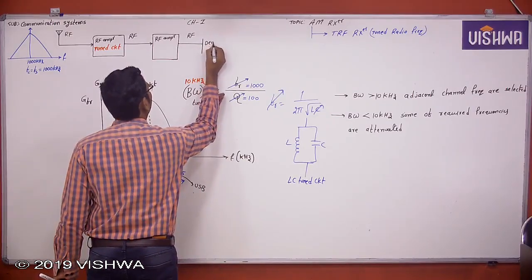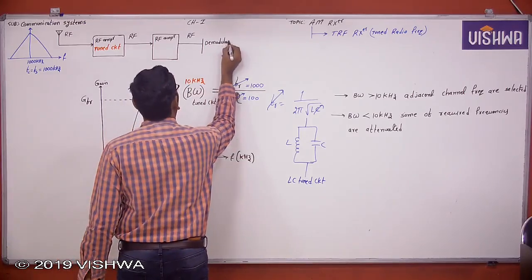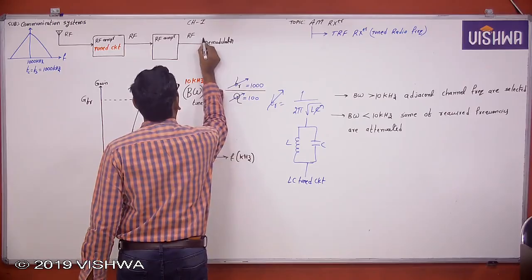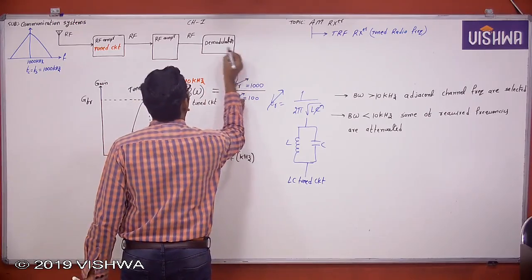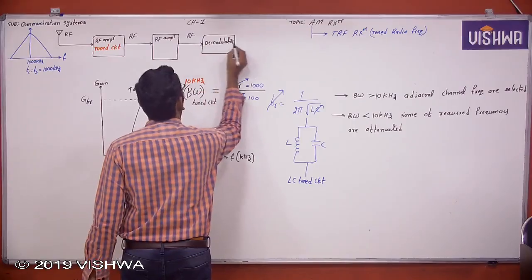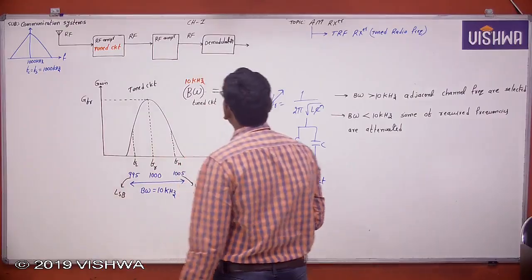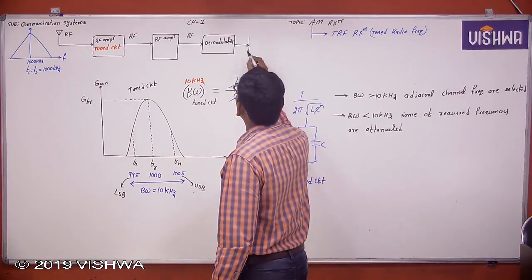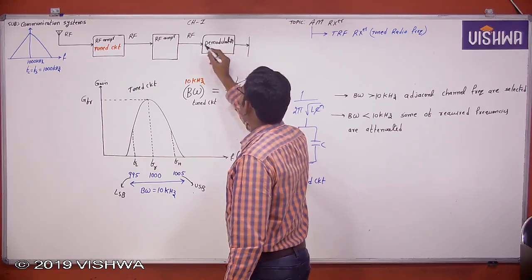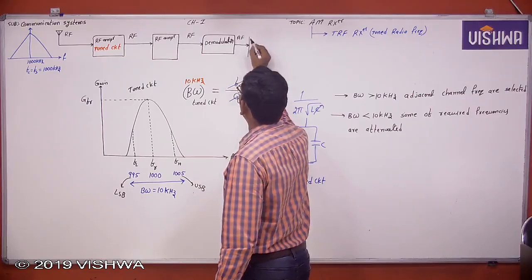Now, demodulator. The incoming signal is passed through several amplifier stages. Then go for demodulator. Now this is the demodulation process. The demodulator will convert high frequency to low frequency. RF is converted to AF with the help of demodulator.